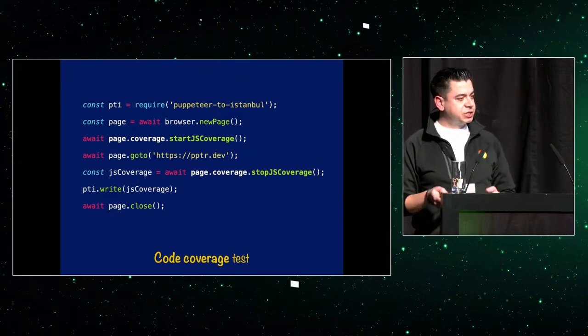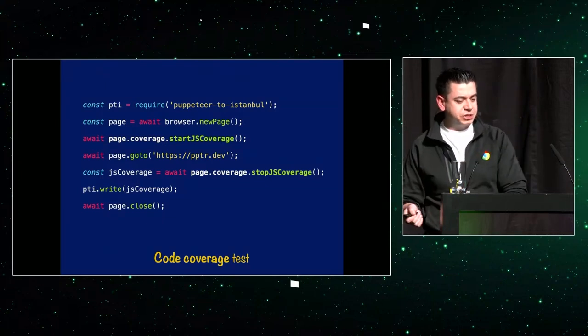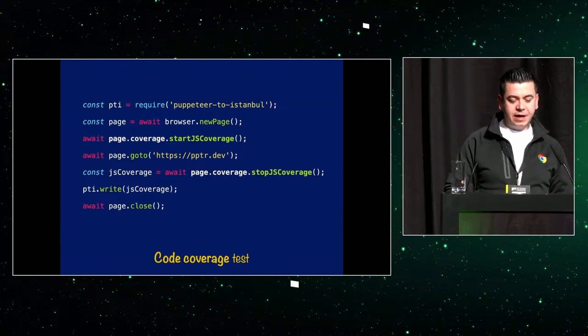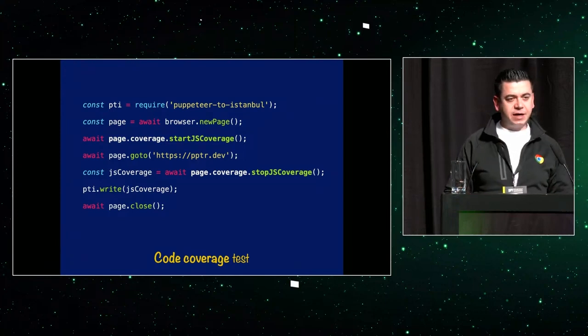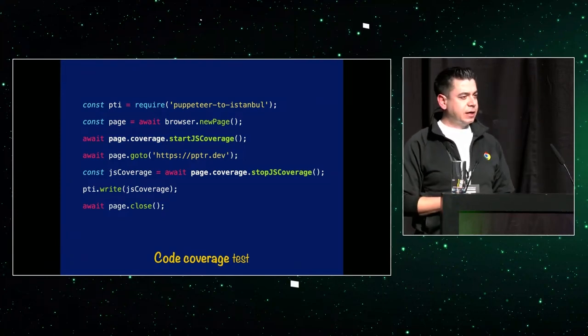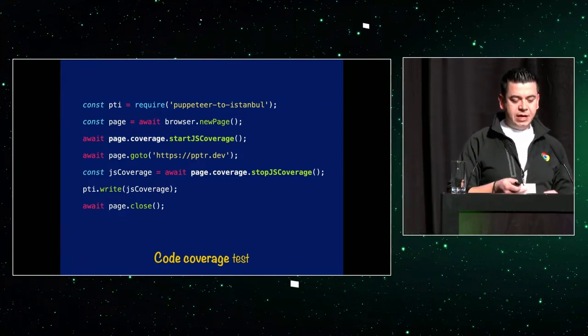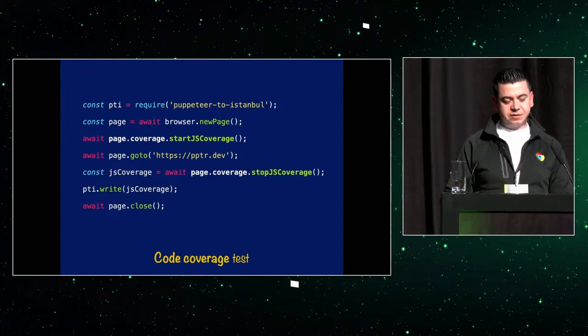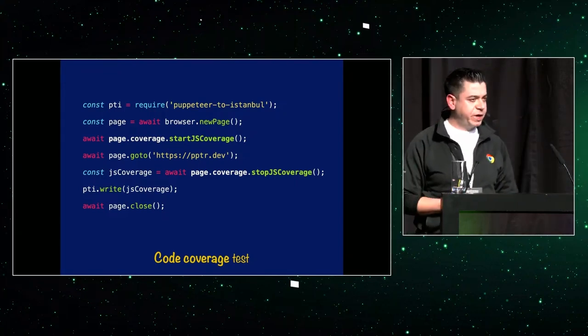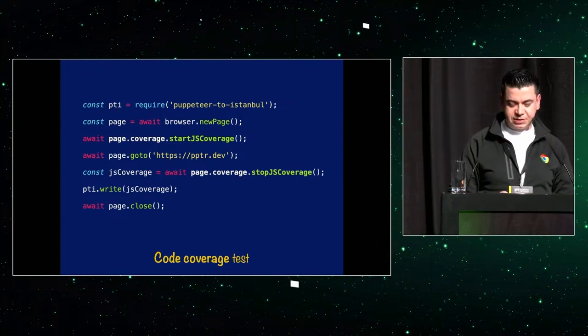With page.coverage, I can start collecting JavaScript coverage. And then I do my user flow. I can navigate. I can click on things. I can do so many other user actions. And once I'm done with my user flow, I stop the JavaScript coverage and write this report with the Puppeteer to Istanbul package, which shows that visualized screen earlier.